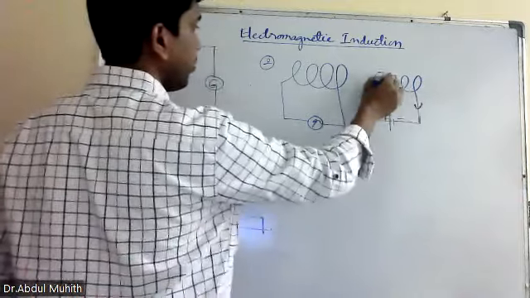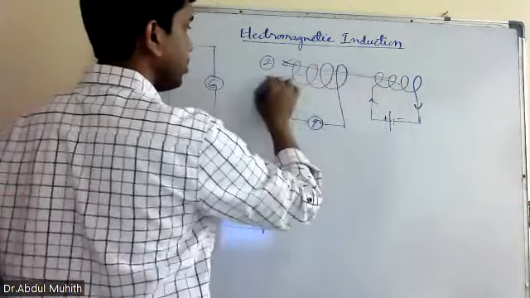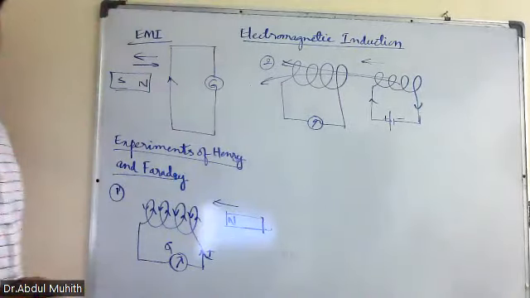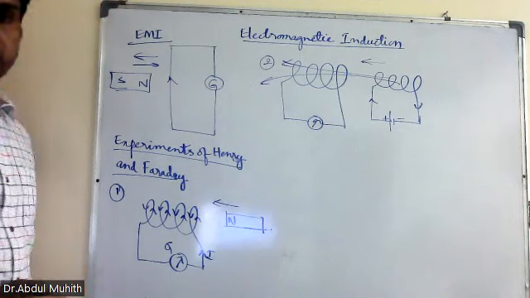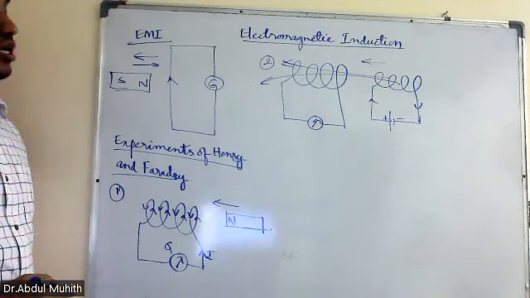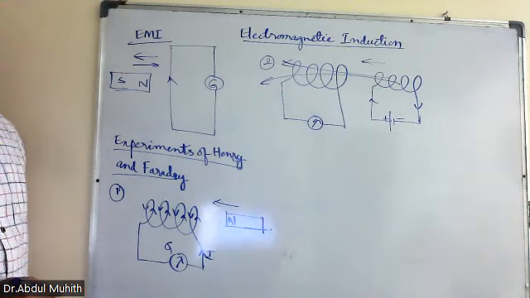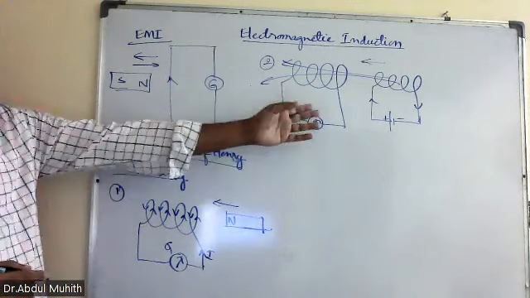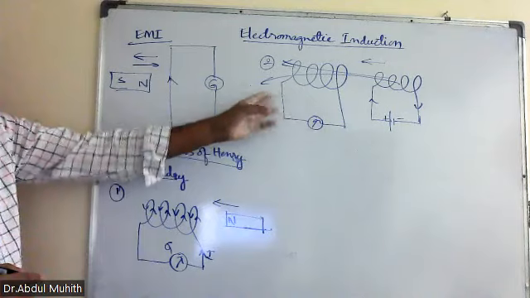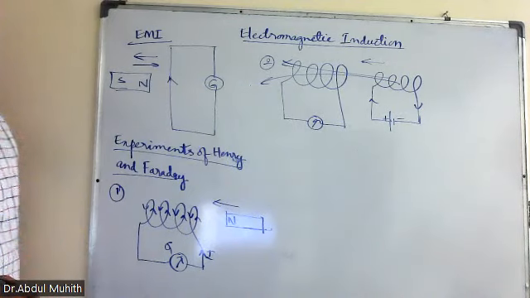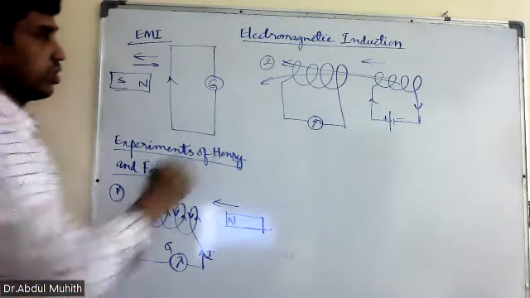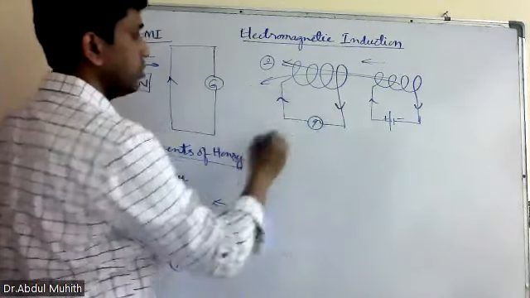A current carrying coil is acting like a bar magnet. When there is a current carrying coil which is made to move towards or away from the other coil, what will happen? Current gets induced in the coil. So this is the second one.